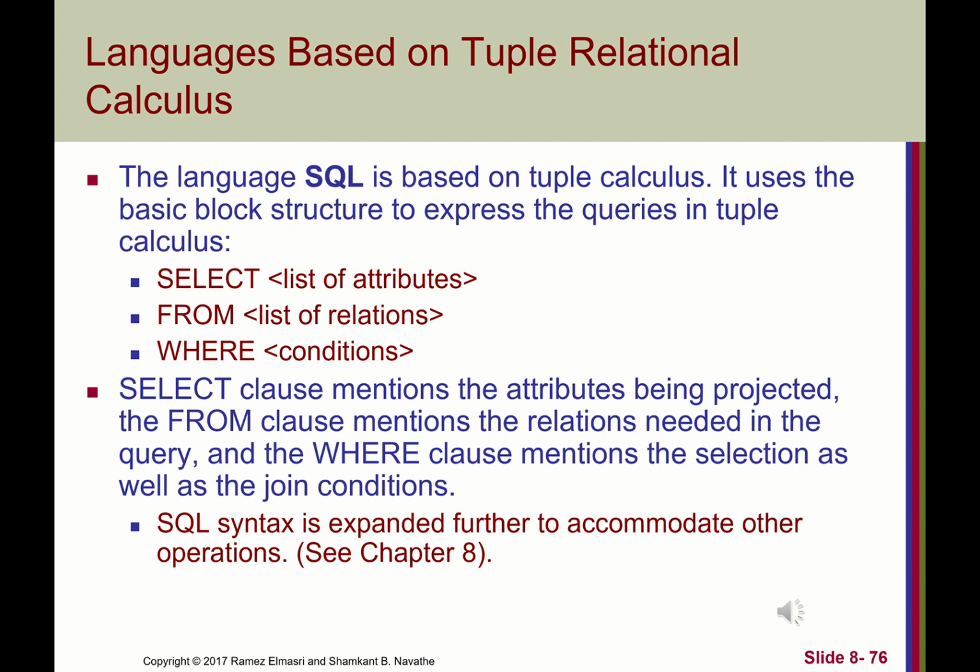The language SQL is based on tuple calculus. It uses the basic block structure to express the queries in tuple calculus: SELECT list of attributes, FROM list of relations, WHERE conditions. The select clause mentions the attributes being projected, the from clause mentions the relations needed in the query, and the where clause mentions the selection as well as the join conditions. SQL syntax is expanded further to accommodate other operations. See Chapter 8.